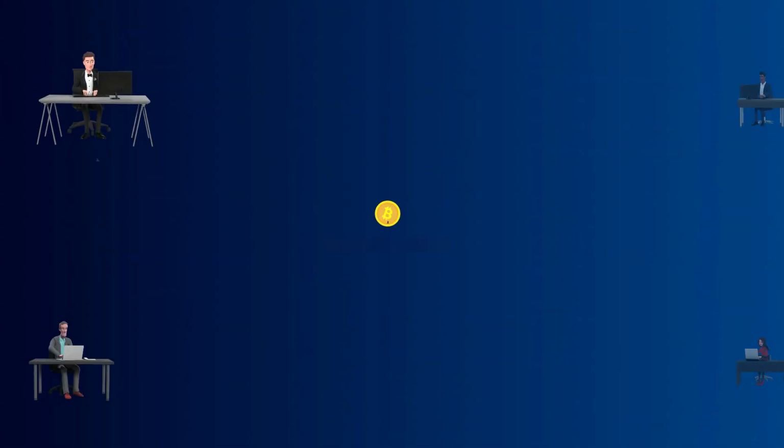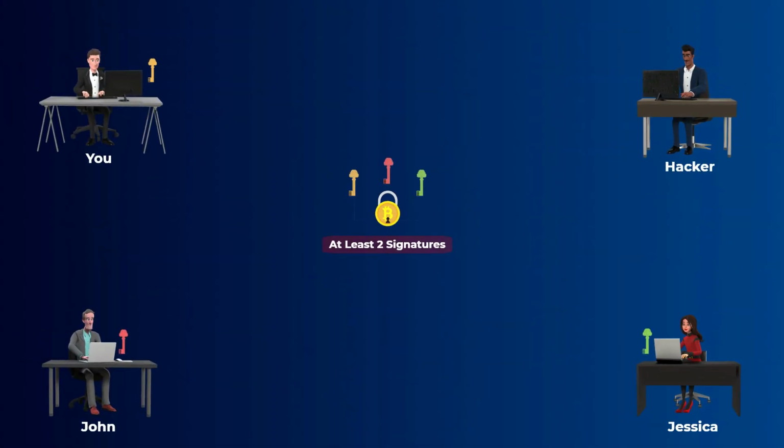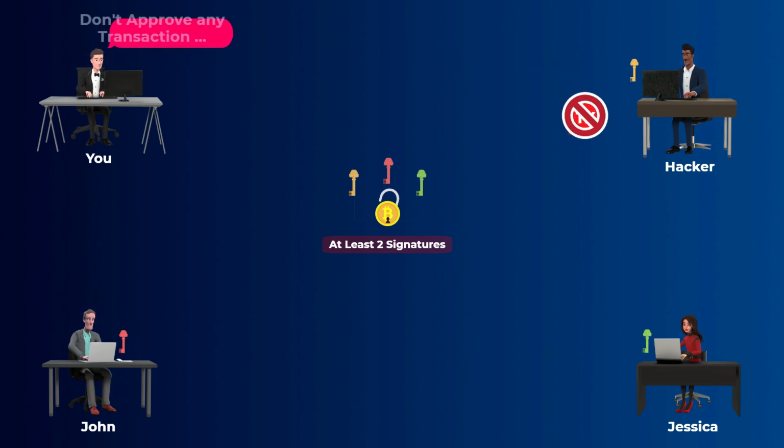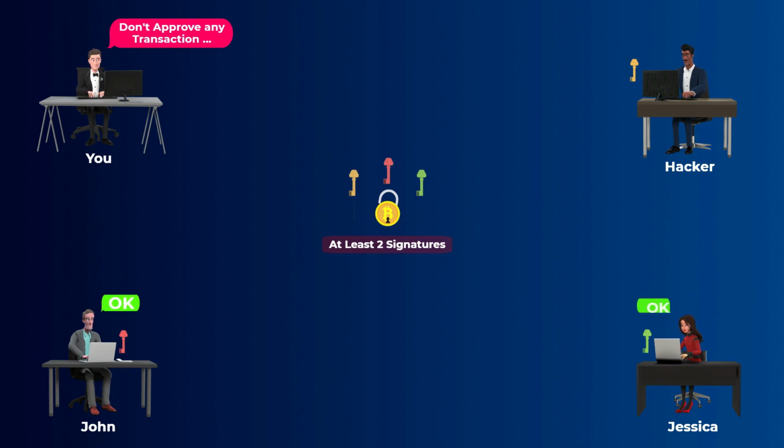So, as you can see, even if a hacker somehow had access to your private key, he still wouldn't be able to spend any money from the wallet. He would need to get another key from either John or Jessica, which is much harder than having to access just one key in the case of traditional wallets.